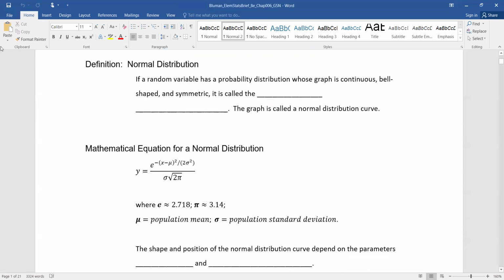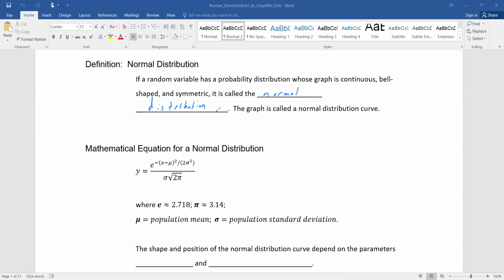So the definition of normal distribution: if a random variable has a probability distribution whose graph is continuous, bell-shaped, and symmetric, it is called the normal distribution. The graph is also called a normal distribution curve.